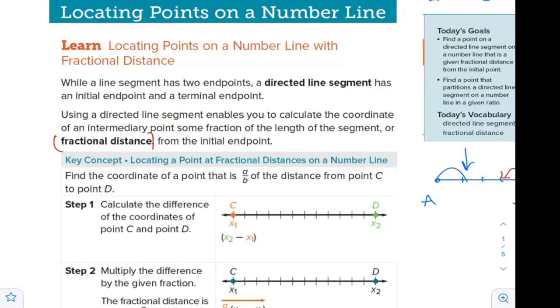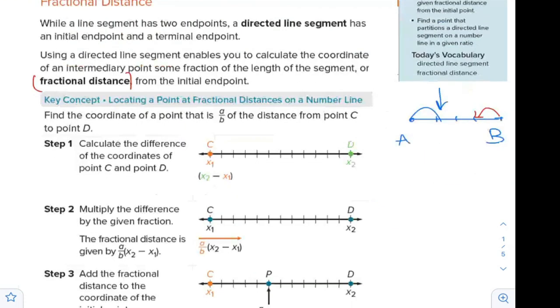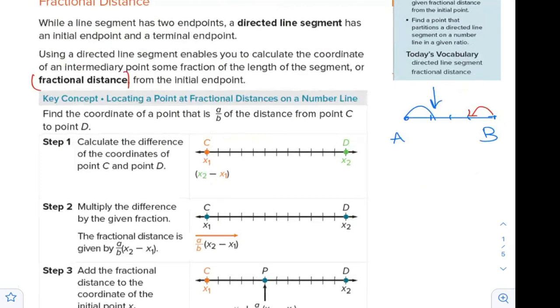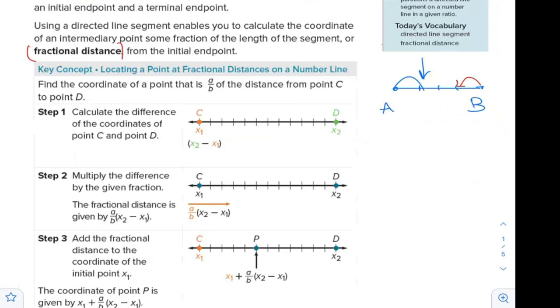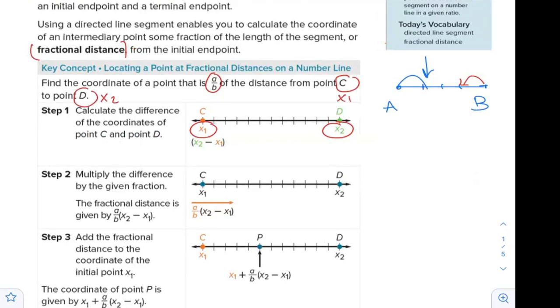What can we do? What are the steps that we are going to follow? First, we will calculate the difference of the coordinates as we have done before, x2 minus x1, if we want A over B from C to D. So this will be x1 and this will be x2. Then we will multiply the distance by the fractional distance given.